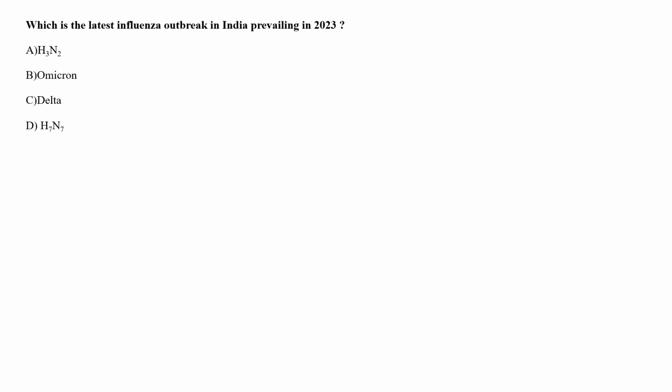Now, which is the latest influenza outbreak in India prevailing in 2023? Option A H3N2, option B Omicron, option C Delta, and option D H7N7. So the latest was H3N2. It is a subtype of influenza virus that has been associated with more severe illness and high mortality rate among children, older adults, and those with underlying health conditions. And H3N2 is responsible for most influenza-related hospitalization and deaths globally according to the World Health Organization. So our correct option is option number A, H3N2.